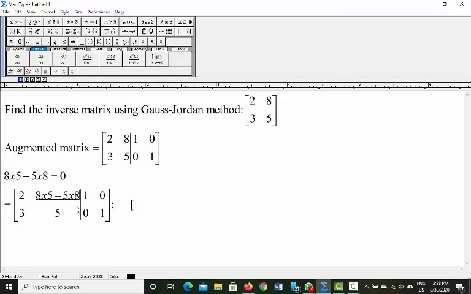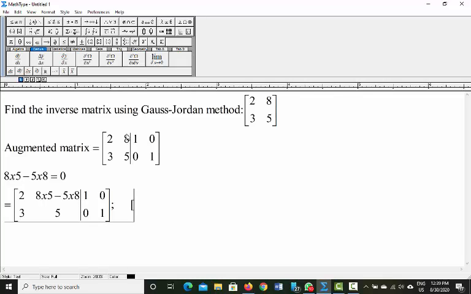But remember, the formula that we have developed needs to be applied to all the elements of the first row. Since we are changing this one, the formula that you have developed to convert this one to 0, you need to apply to all the elements of the first row, right? So what is the formula?